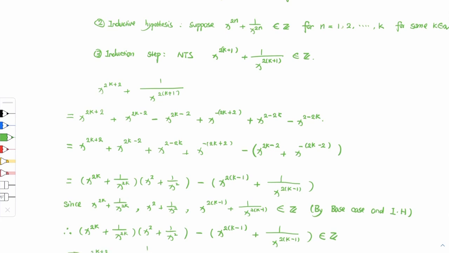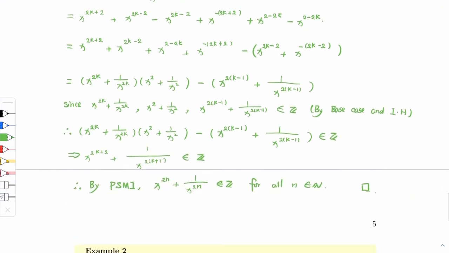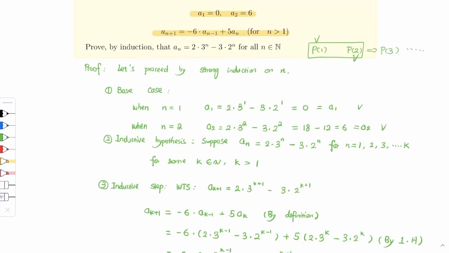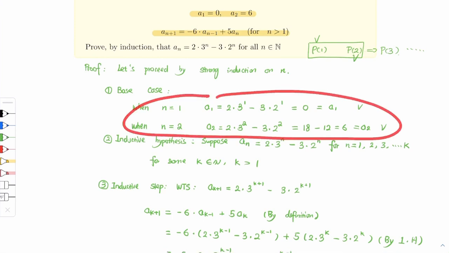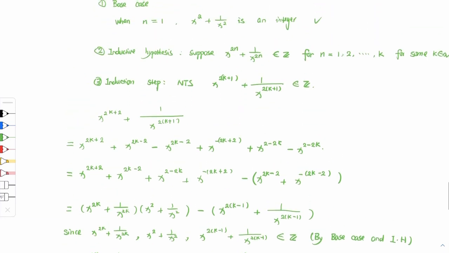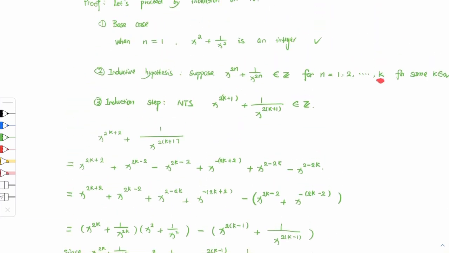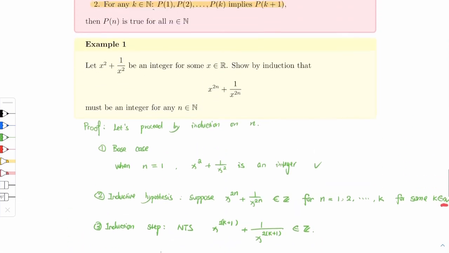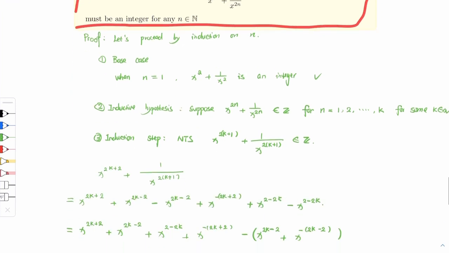Some of you might ask me, do we need two base cases? Well, you don't. Why? As I mentioned before, I explained why we need two base cases there, because there you cannot get P(1) implies P(2). But in this case, your k here can be any natural number because you don't have any restriction in the original question. That means you can have P(1) implies P(2). So you don't need to check if your P(2) is correct. So in this case, it's a strong induction question, but you only need one base case.